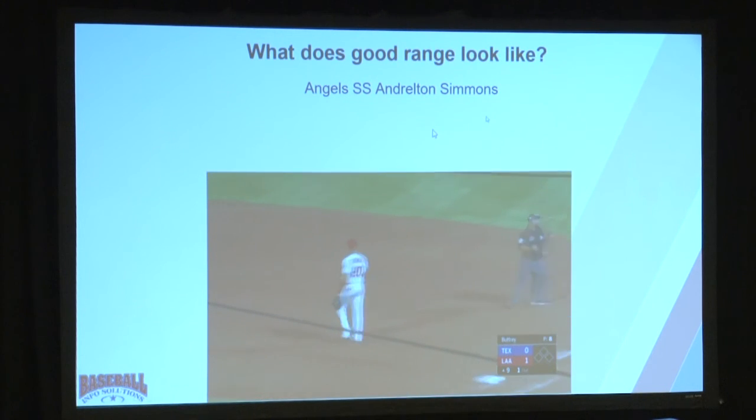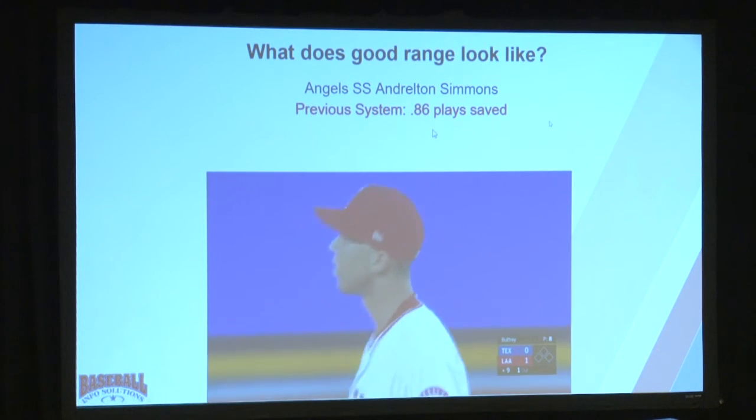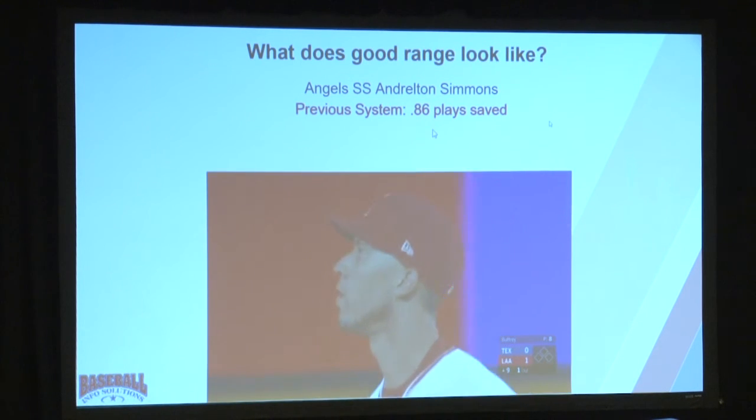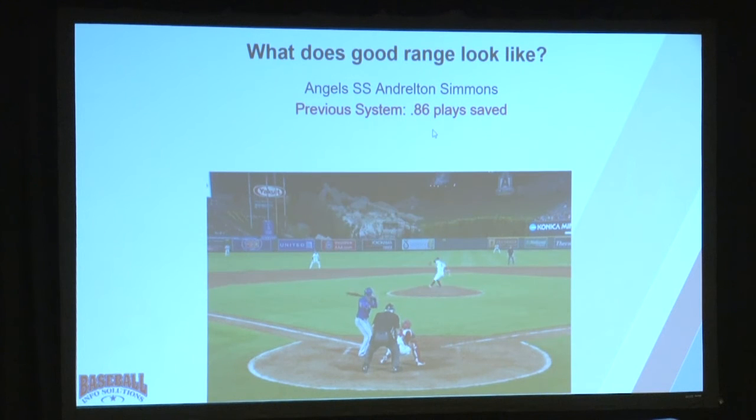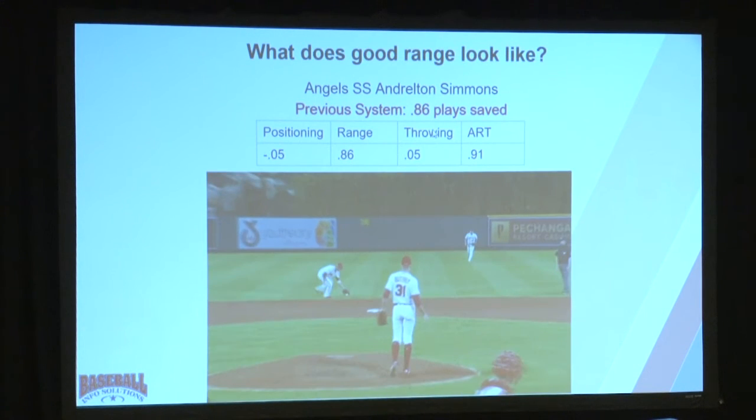Tough ground ball up the middle, goes in to make the play. And in our previous system, he would have been credited with 0.86 play saved, which then gets converted into a run value. In our new system, we can break that down. There's a slight loss of team credit for his defensive positioning because he had to range a bit to make the play. He did range. He gets credit for that.